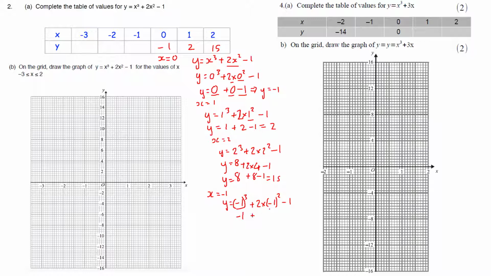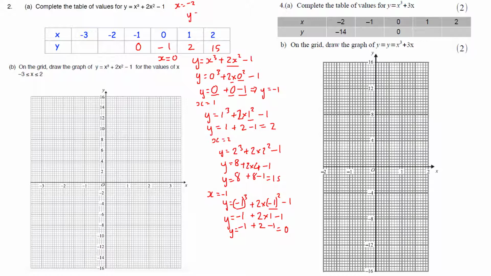Plus, you've got to realise this minus 1 squared is going to be 1. So that's going to be 2 times 1. Negative times a negative is a positive. Minus 1. So that's going to give us minus 1 plus 2 minus 1. So y is going to equal 0 here. Now am I going to get space? Let's let x equals minus 2 up here.